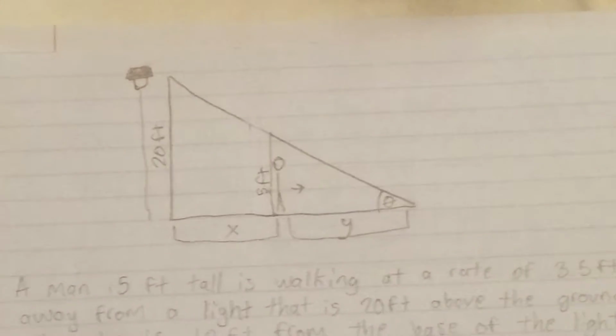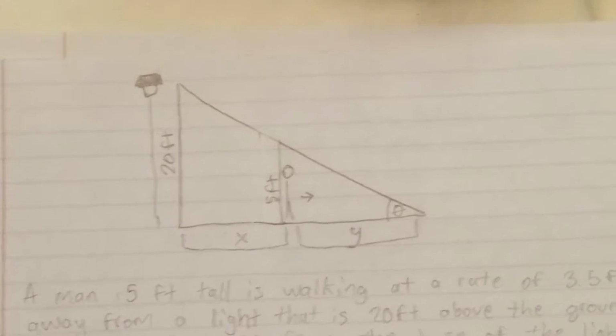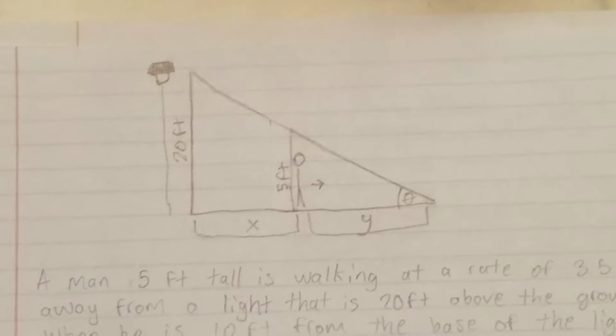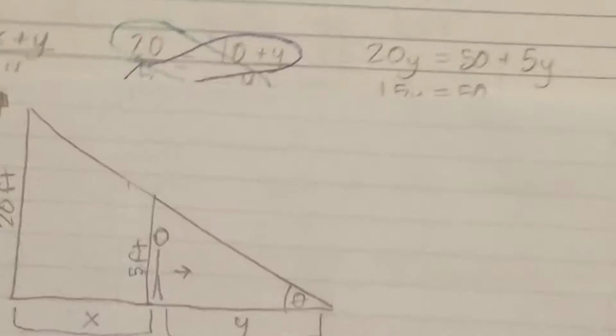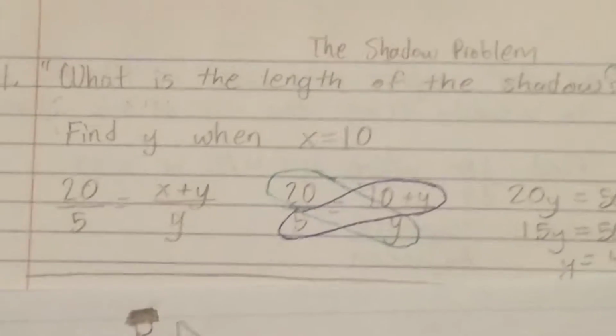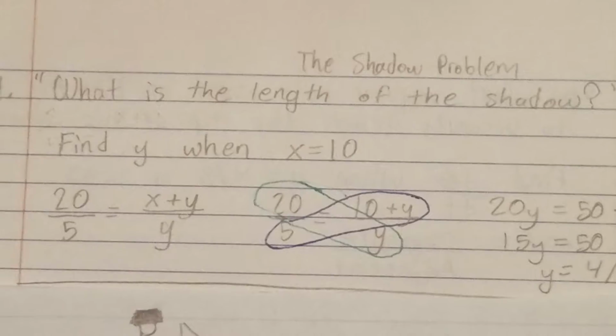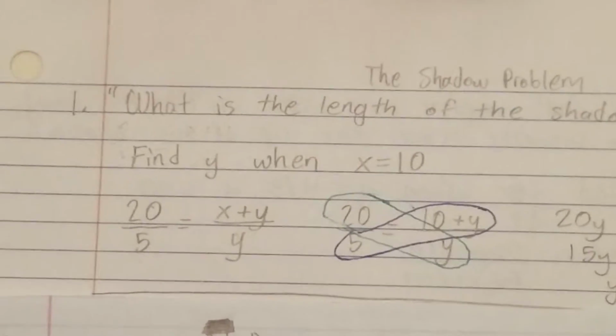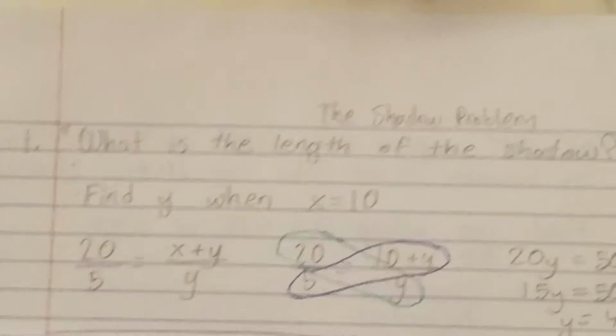Using that information, we can make this triangle because the light casts a shadow in that shape. And the first question is, what is the length of the shadow? Using the information from the triangle, we could set a proportion to find y when x equals 10.